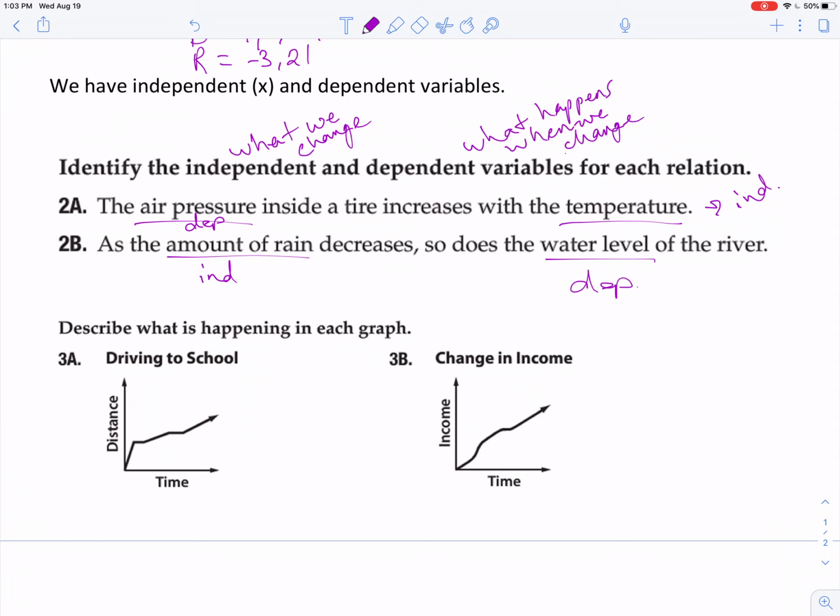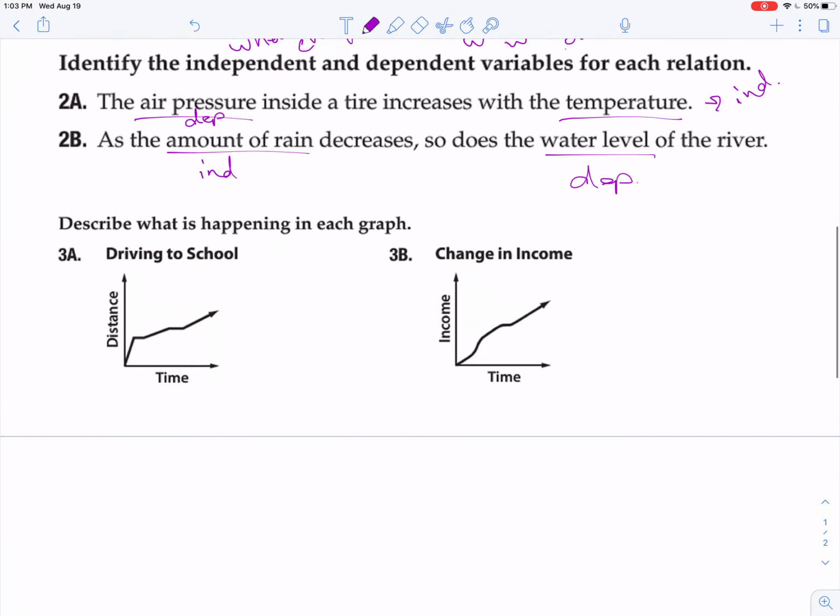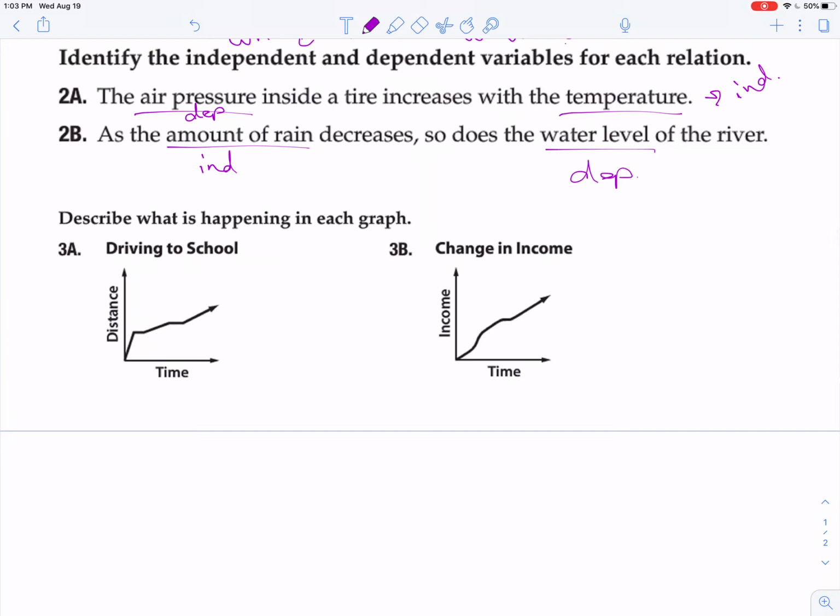All right, this next part I think is fun. We get to actually read some graphs here and determine what's going on. Now you'll notice there's no numbers, but that's okay. I'm not really worried about specifics here. I'm worried about just the general idea. So as time goes on, the distance should be changing here. And it looks like for the most part the distance is increasing.